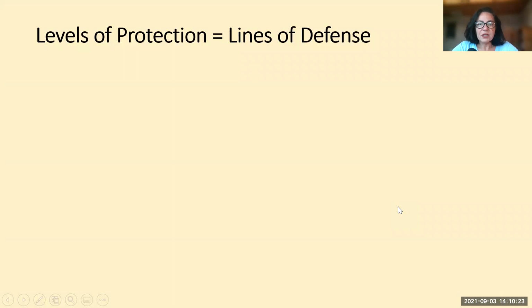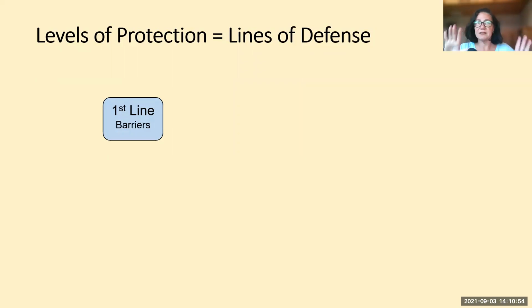Our authors refer to 3 levels of protection. You may have heard this described as 3 lines of defense. They mean the same thing. Basically, it means this. There's a first line of defense, or a first level of protection, and those are the physical barriers. We're talking about the skin and the mucous membranes. Those are epithelial tissues. The cells are right up against each other. They form a pretty good barrier.